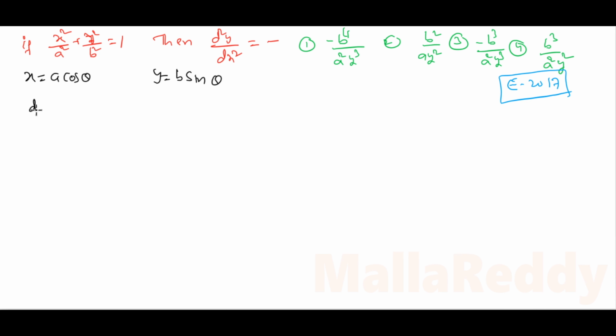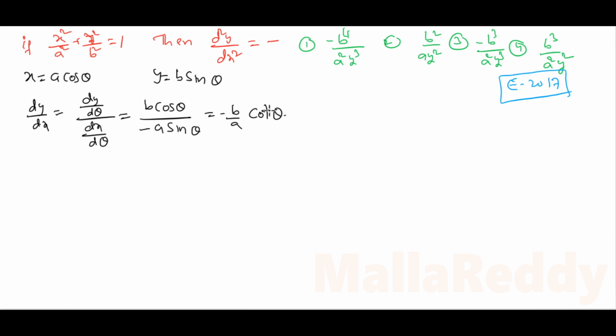Now we find dy by dx first. Dy by dx is equal to dy by d theta divided by dx by d theta. So dy by d theta, the derivative of b sin theta is b cos theta, by dx by d theta, the derivative of a cos theta is minus a sin theta, that is equal to minus b by a into cot theta. Again differentiating on both sides, that is the derivative of dy by dx is d square y by dx square, that is equal to minus b by a into the derivative of cot theta, that is minus cosec square theta into the derivative of theta, which is d theta by dx.